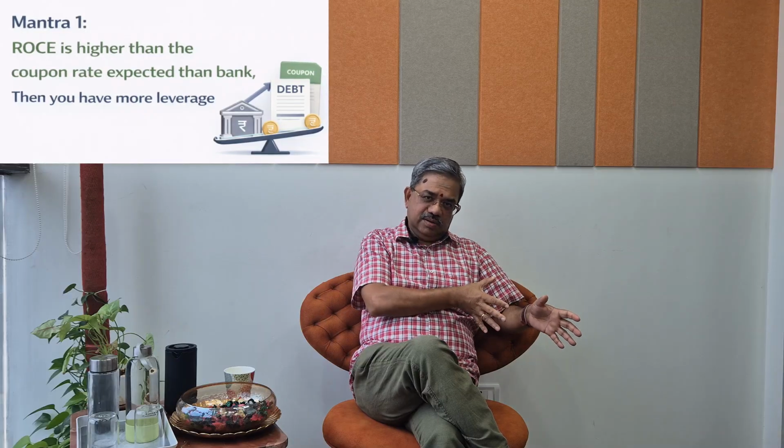So you calculate return on capital employed, and as long as your return on capital employed is higher than the coupon rate expected by the bank, you have an opportunity to leverage. If you make more money than what you pay to the banker, all that excess goes for the benefit of the entrepreneur, and as a percentage of the entrepreneur's money, it becomes very high, because the entrepreneur's money is only a smaller proportion of the overall money that is needed. The smaller proportion could be 25%, 30%, 33%, at max 50%.